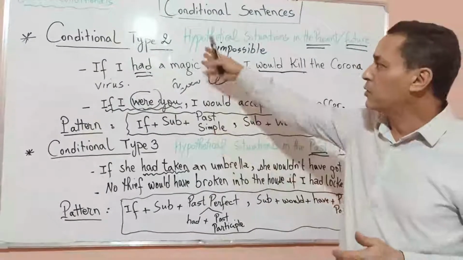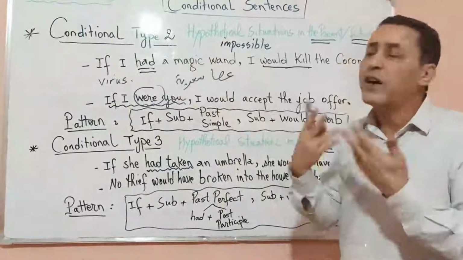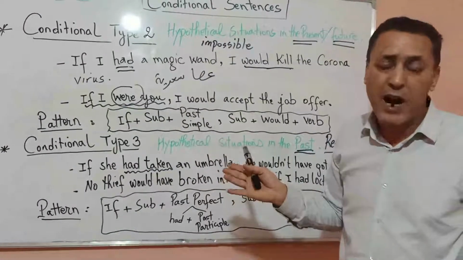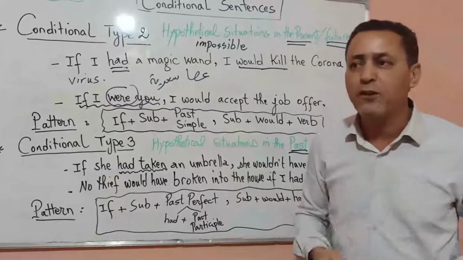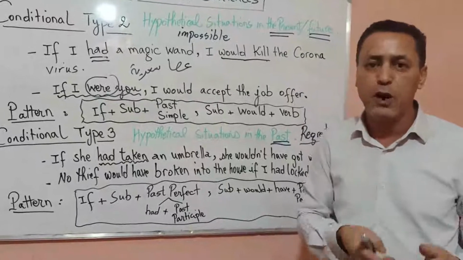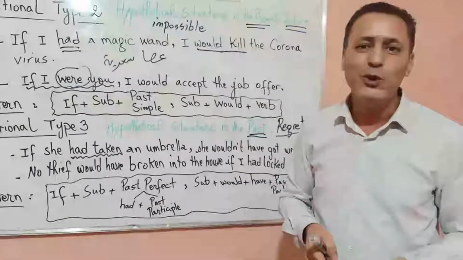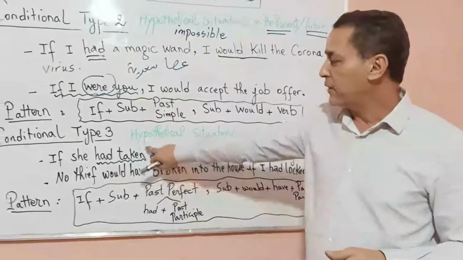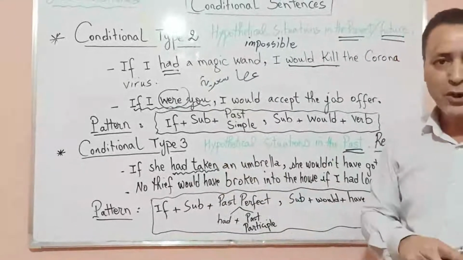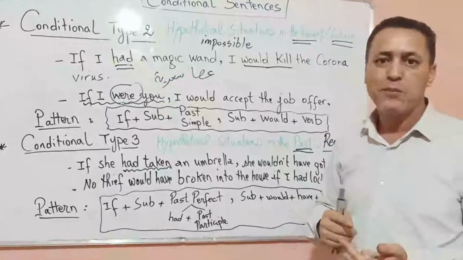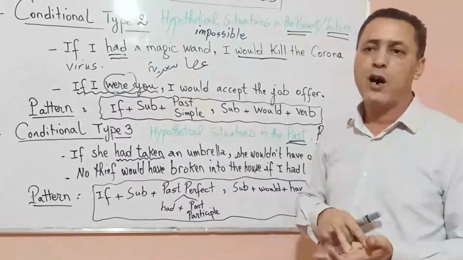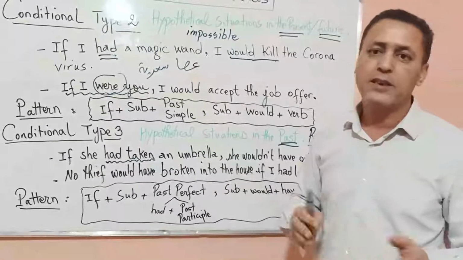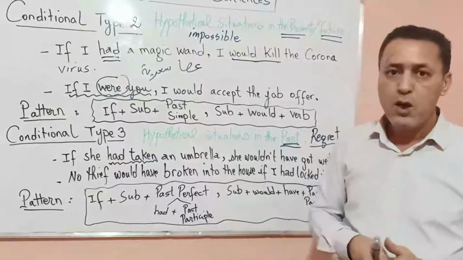Going back to conditional type 2, for example, if I had $1 million, I would buy a big house. So what would you do if you had $1 million? You can tell me in the comment section. Now here, you didn't work, you failed the exam. If you had worked harder, you wouldn't have failed the exam. Reality is you failed the exam.